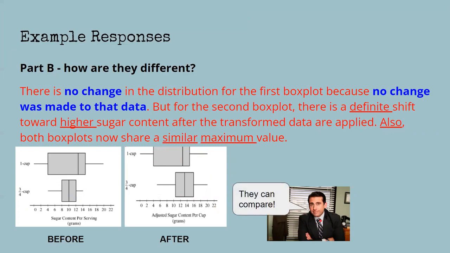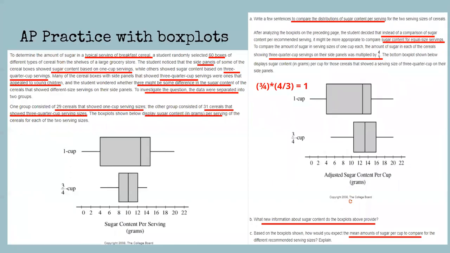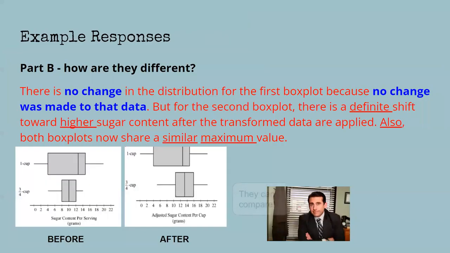So we're on a roll, but we're not done with this question. We have one more thing. Based on the box plots shown, how would you expect the mean amount of sugar per cup to compare for the different serving sizes? Ooh, that one seems a little bit strange. And they say explain, so that's how you know they definitely want something. Mean amounts. Does that mean it's something that's rude? No. Hopefully remember what mean is, the average. So how does the average amount of sugar per cup compare for the different ones? How do the averages compare?